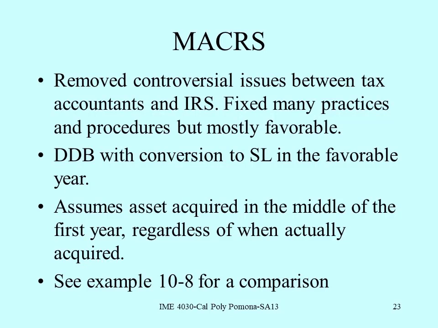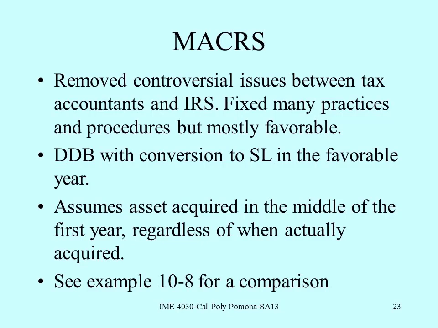And what it also does is it assumes that the purchase of the asset happens in the middle of the year. That's because companies used to like to buy stuff at the end of the year and claim it for the whole year. So the government compromised with this mid-year convention, it's called. So let's see how this works.